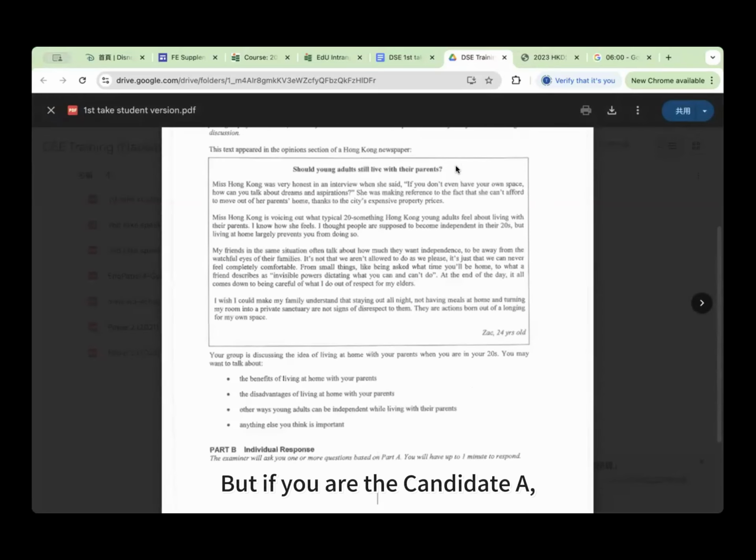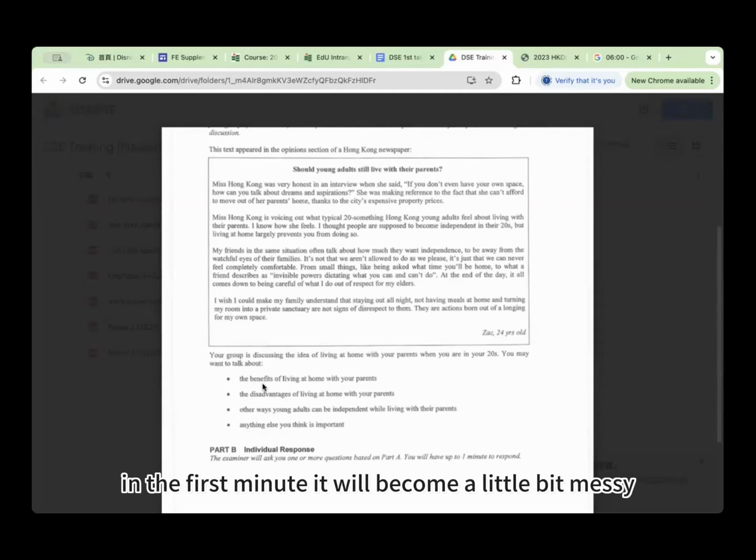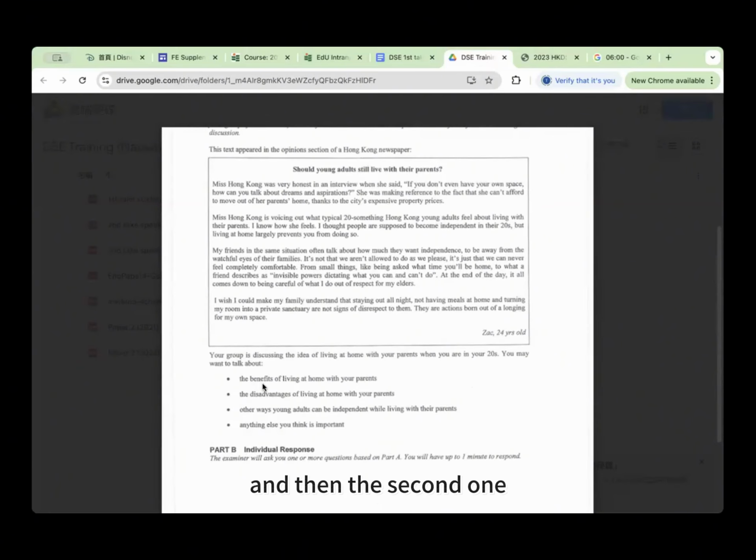If you are the candidate A, you have the choice to choose how you start it. The main point is that each of you will have around 1 minute that no one can interrupt your speaking. But in this 1 minute, you can just choose to talk about the benefits if you want. Because some students may think that if I first talk all about the three aspects in the first minute, it will become a little bit messy within the group, because you need to go back to the first one and then the second one during the rest of the discussion time.